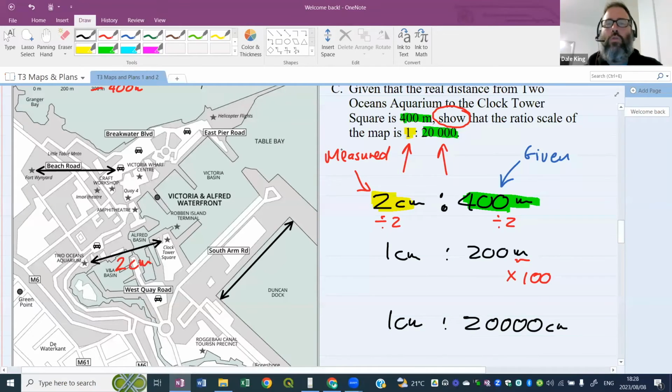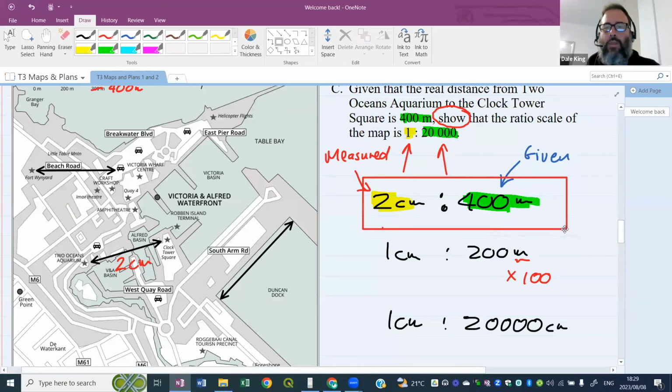So often they ask you to build a ratio using this method. Just remember, the ratio always has 2 parts: a map measured part and a real world part. So you start with a statement like this. You start with a statement that I've drawn over here. A real world measurement on the right and a map measurement on the left.